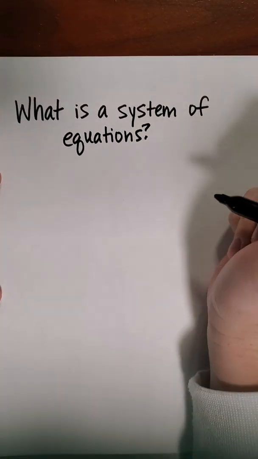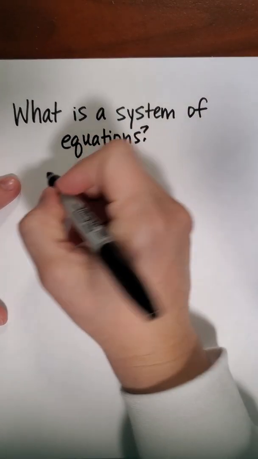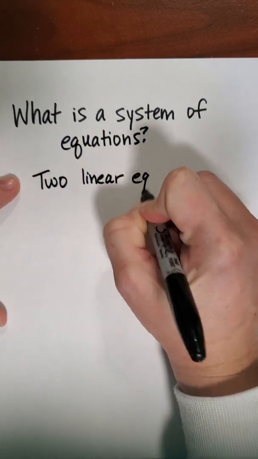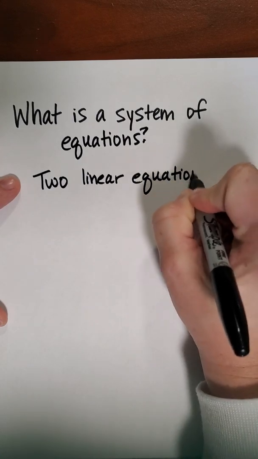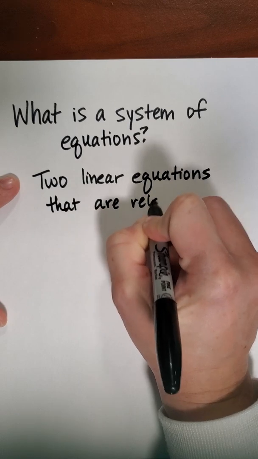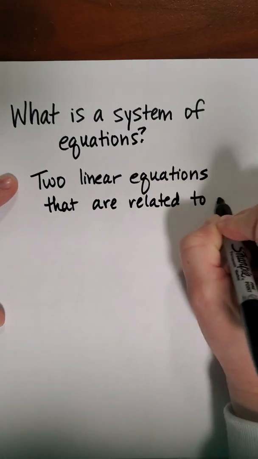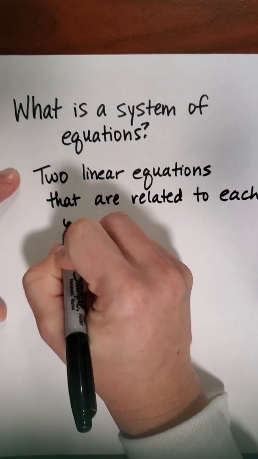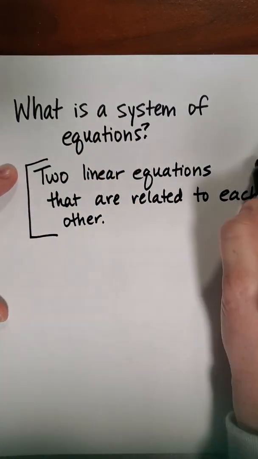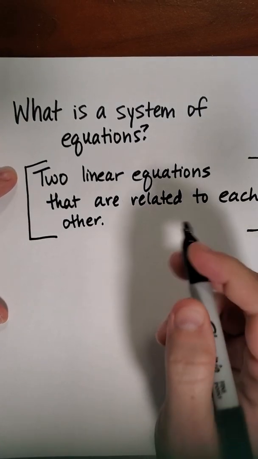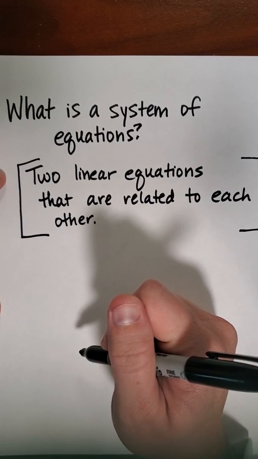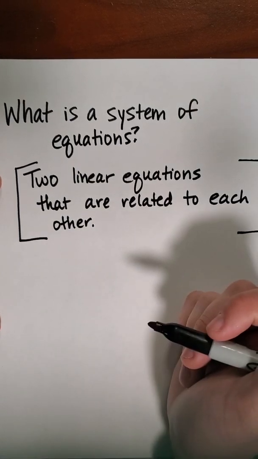What is a system of equations? A system of equations is when you have two linear equations that are related to each other. So these are two equations that can be compared to one another that are dealing with the same word problem. If you were trying to compare two different companies or routes or whatever, you need to see whatever the best option is.